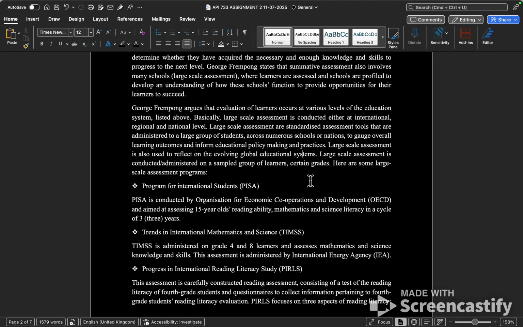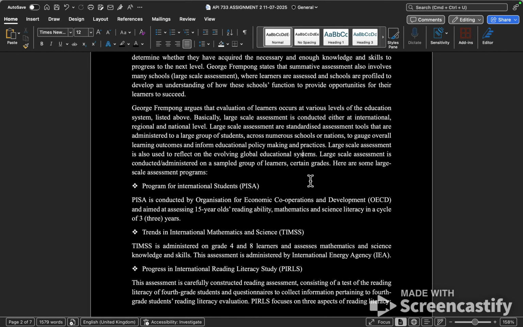Now, when we talk of the large-scale assessment, there are programs that are within the large-scale assessment. For an example, international assessment programs that South Africa subscribes to. We've got PISA, we've got TIMSS, we've got PIRLS. I will start with the first one, PISA. PISA is an abbreviation for Program for International Student Assessment.